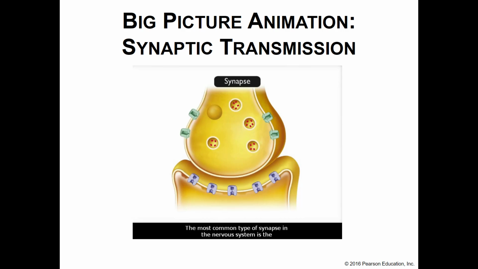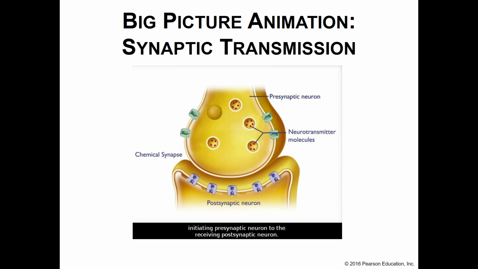The location of communication between the neuron and its target cell is called the synapse. The most common type of synapse in the nervous system is the chemical synapse. As the name suggests, these synapses use a chemical, known as a neurotransmitter, to transmit the signal from the initiating presynaptic neuron to the receiving postsynaptic neuron. Over 100 neurotransmitters are used by our nervous system. Examples include acetylcholine, dopamine, norepinephrine, and serotonin.